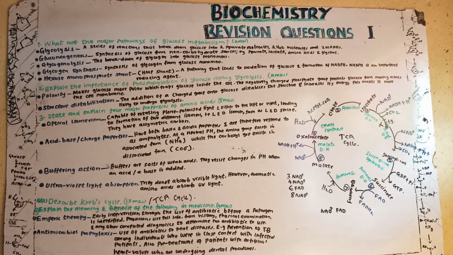Then we have another term known as antimicrobial prophylaxis. So this refers to the use of antibiotics to prevent diseases, e.g. prevention of TB among individuals who are in close contact with infected patients. Also, pre-treatment of patients with artificial heart valves who are undergoing dental procedures.